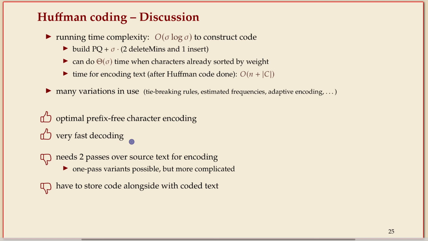The two passes can be a bit annoying. Suppose you're using this in a network router and you want to encode things as they come through. You can't say, oh, hold back, just please scroll back in time and let me read that again. You might need to buffer everything, and that can be too costly. And also we have to store the code alongside the text, which means if you're just encoding a short text, it might actually be a bad idea to use Huffman codes.